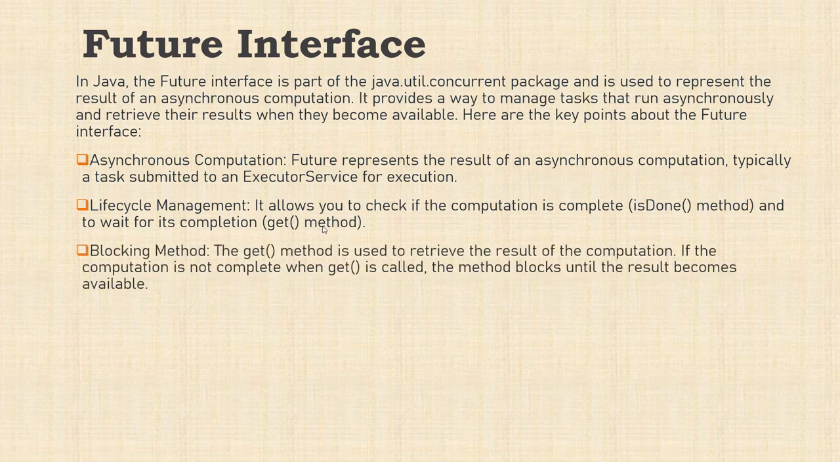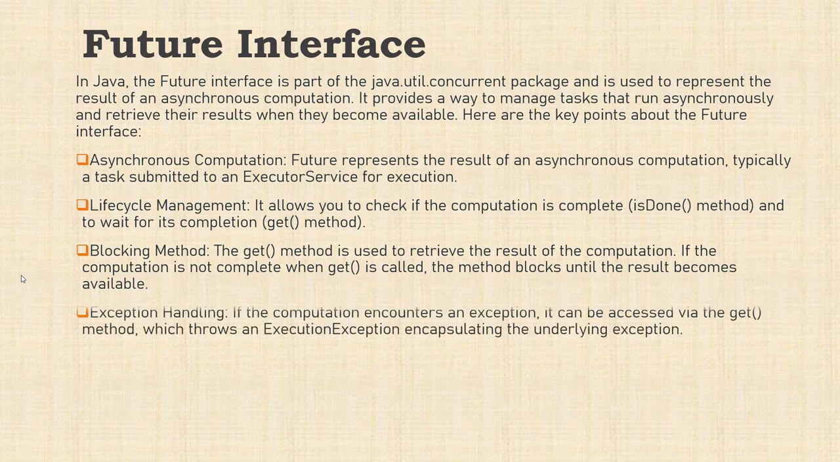Blocking method: the get method is used to retrieve the result of the computation. If the computation is not completed when get is called, the method blocks until the result becomes available. Just now we discussed that it will wait till the completion of your task because you're using the get method. So this is also one disadvantage of the Future interface. When you understand CompletableFuture, it will replace this, so the disadvantage will not be there. Because of this disadvantage, CompletableFuture was introduced.